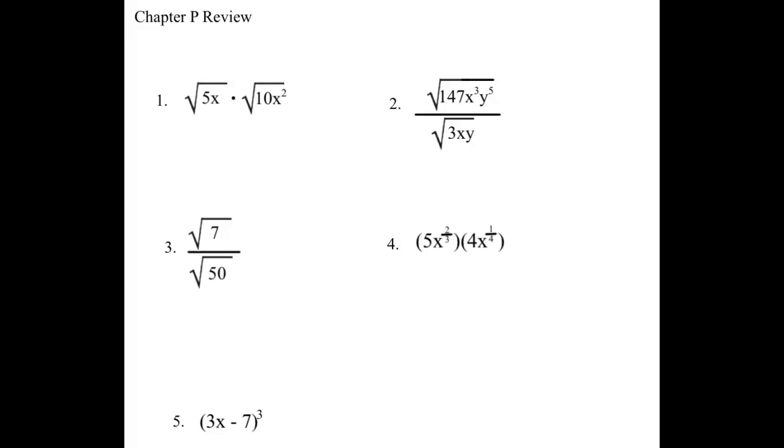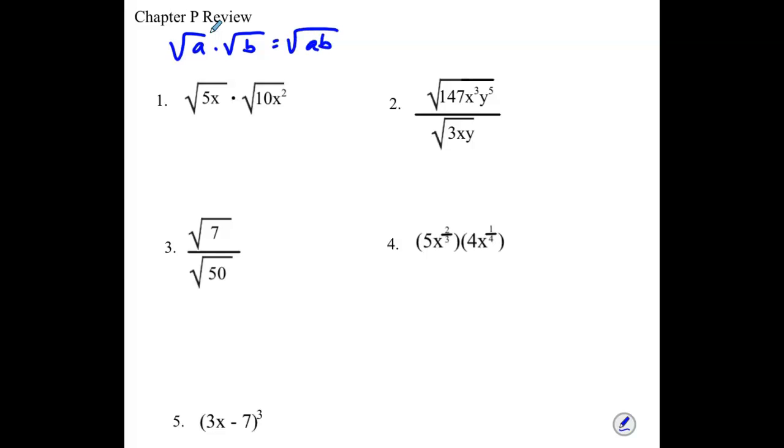Today we're going to start reviewing for our Chapter P test for college algebra. A couple things that we want to focus on is what we do with radicals. In this case, we are asked to take the square root of 5x and multiply it to the square root of 10x squared. Keep in mind that we can take radicals as long as they're the same type, in this case square roots, and multiply them back together.